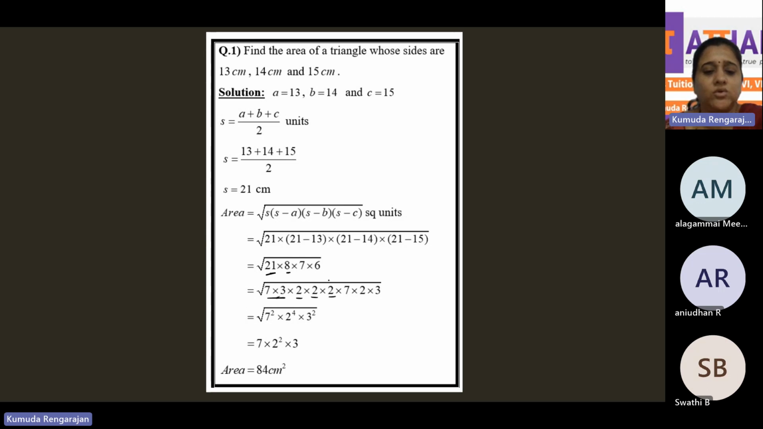8 is 2 into 2 into 2. 7 is a prime number. So 6 is 2 into 3. Is that fine? Next step. So in this step, we have decomposed the numbers. We have written the numbers as the product of their primes.